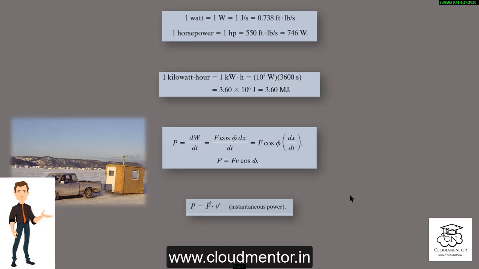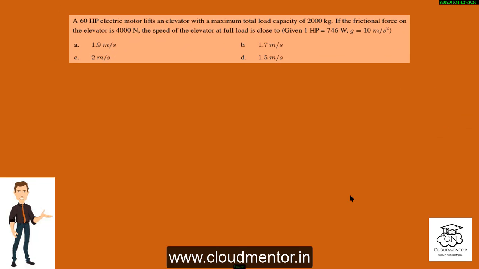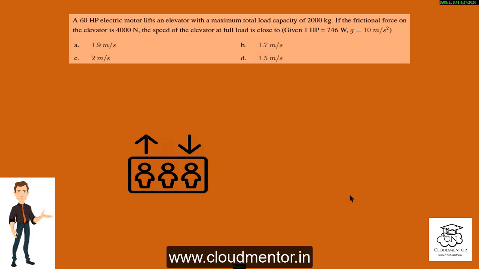Now let's have a look at one previous JEE question. A 60 horsepower electric motor lifts an elevator with a maximum total load capacity of 2,000 kilograms. If the frictional force on the elevator is 4,000 Newton, the speed of the elevator at full load is close to: A, 1.9 meters per second; B, 1.7 meters per second; C, 2 meters per second; D, 1.5 meters per second.